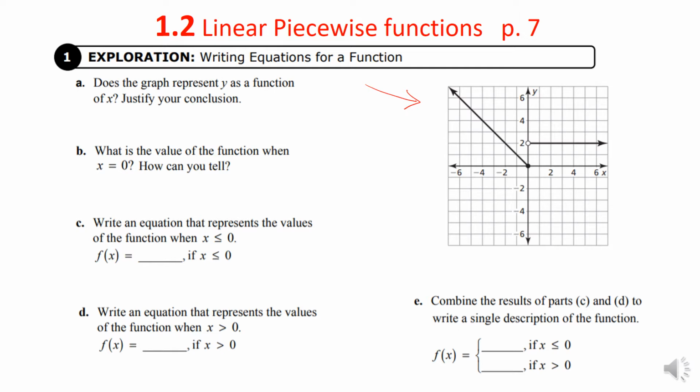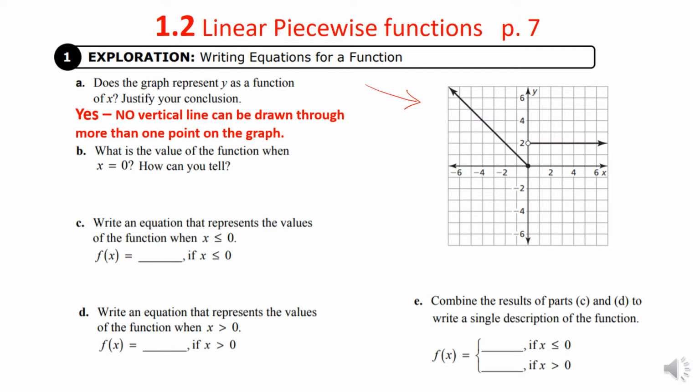So the first thing it asks is, does this graph represent a function? Remember, the rules of a function are each x has only one y, and we can also test it using the vertical line test. By doing that, we can see that yes, it is a function because no vertical line can be drawn through more than one point on the graph.